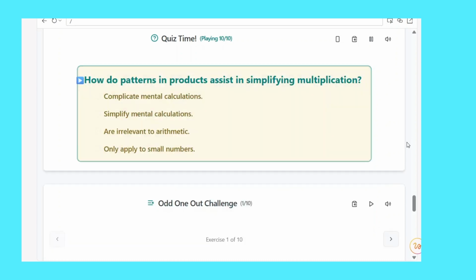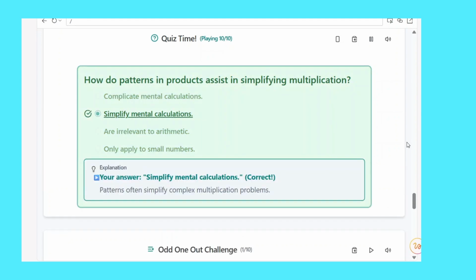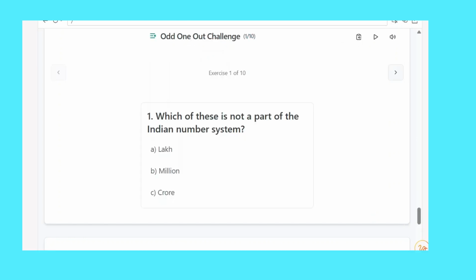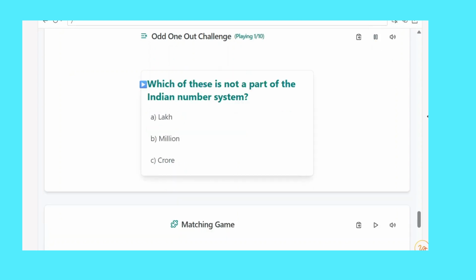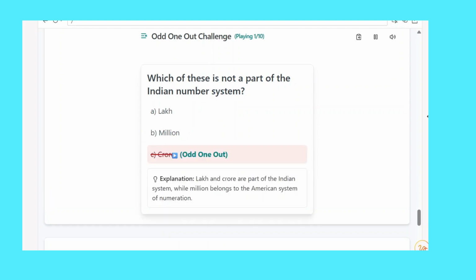How do patterns in products assist in simplifying multiplication? The correct answer is simplify mental calculations. Explanation: patterns often simplify complex multiplication problems. Which of these is not a part of the Indian number system? Lakh, million, crore. The odd one out is million, because lakh and crore are part of the Indian system, while million belongs to the American system of numeration.